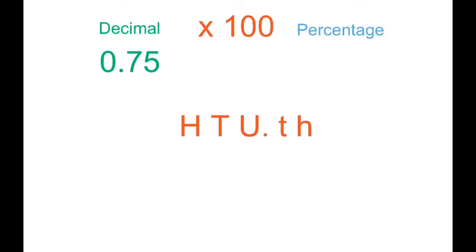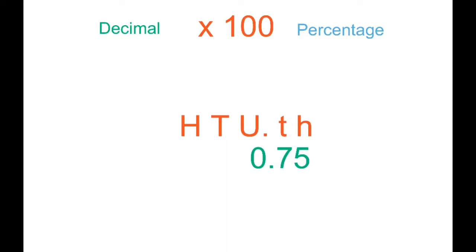So to do that, I've written out my hundreds, tens, units, tenths and hundredths grid. I'm going to place my number into that grid. And because I'm multiplying by 100, this number is going to get bigger. So all the numbers are going to move 2 spaces to the left.